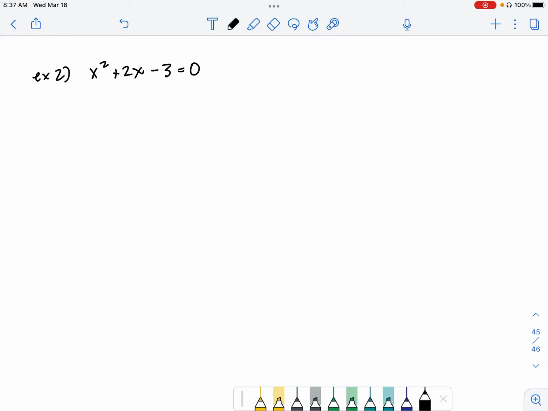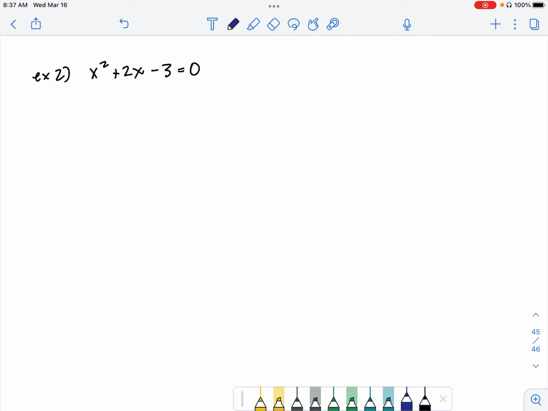Our second example of using the quadratic formula to solve a problem, we're given this quadratic equation in standard form, x squared plus 2x minus 3 equals 0. So it's already in standard form, it's set equal to 0, and we'll just identify a, b, and c and substitute them into the quadratic formula.